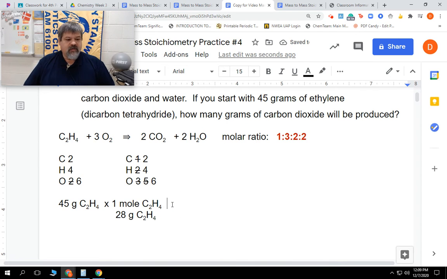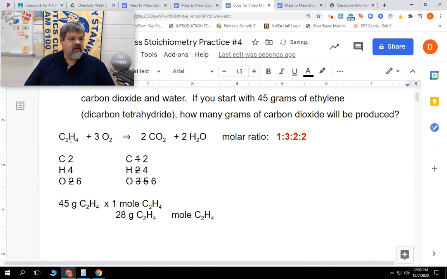Then we're going to go back up and do the same thing, but remember, we're going to start with the one on bottom, and we're going to put our moles of that on bottom of ethylene. And how do we get that?